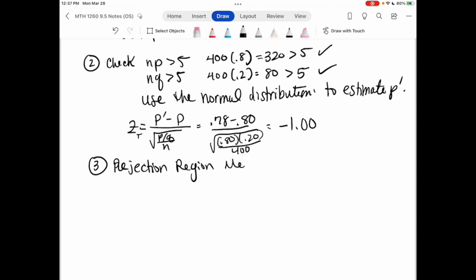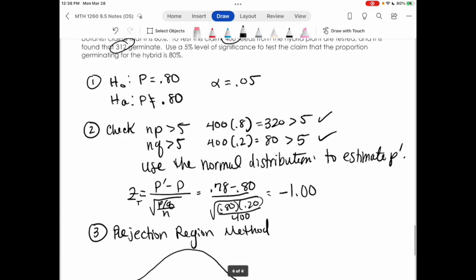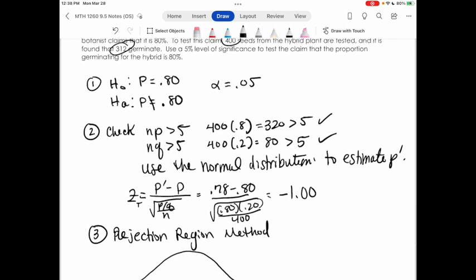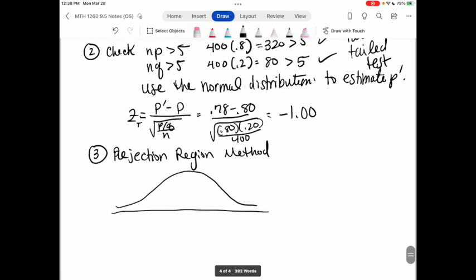So now in step 3, we're going to use the rejection region method, since we're approximating using the normal distribution, and in this case, we're doing a two-tailed test. Actually, I think I forgot to write that up there. Let's write this down. Two-tailed test. And it's a two-tailed test because we're looking to see that it's not equal to 0.80.